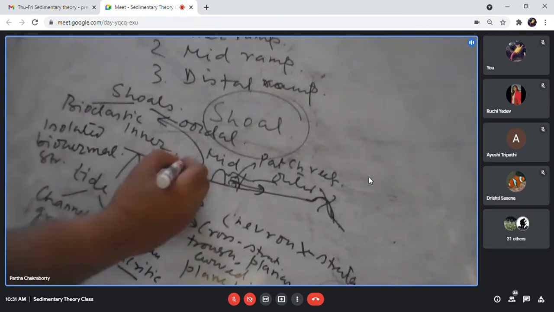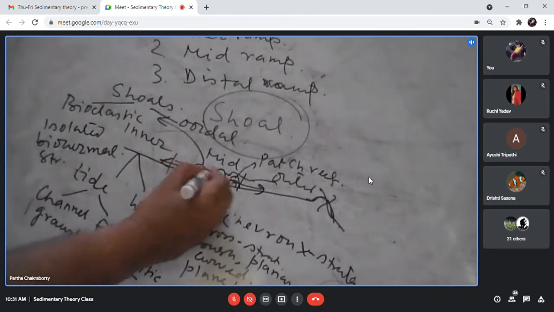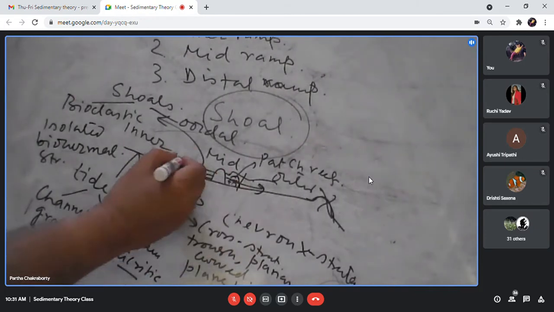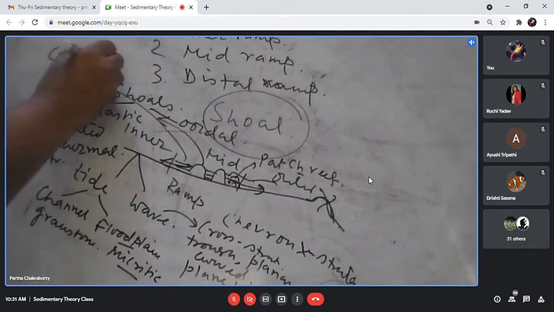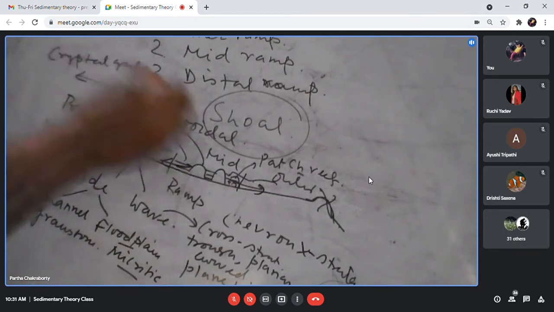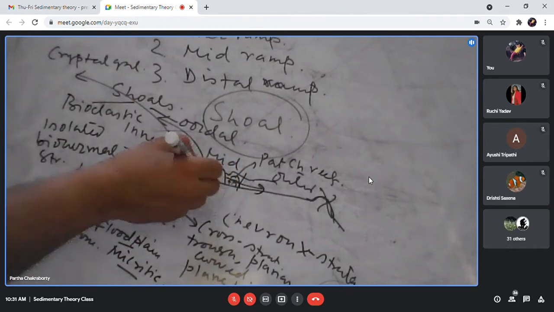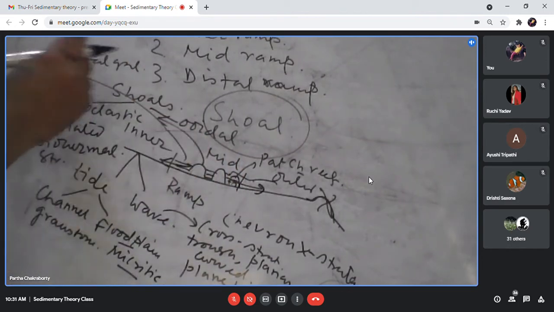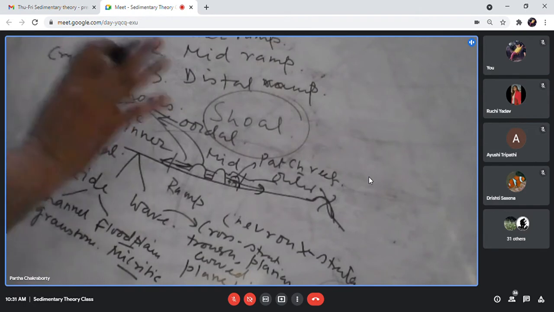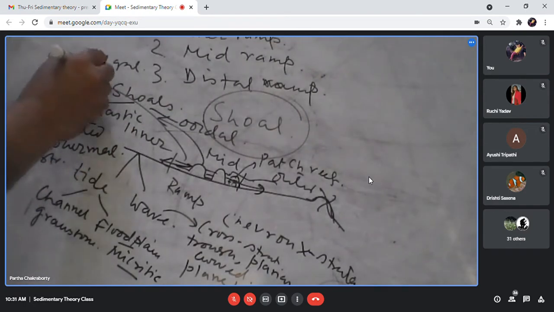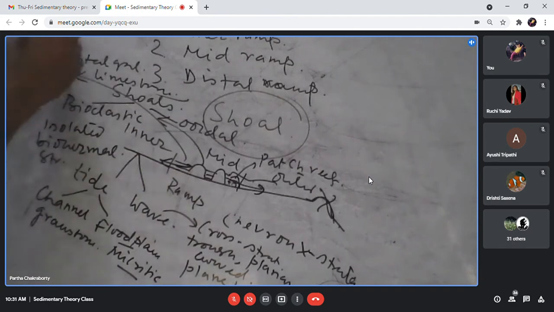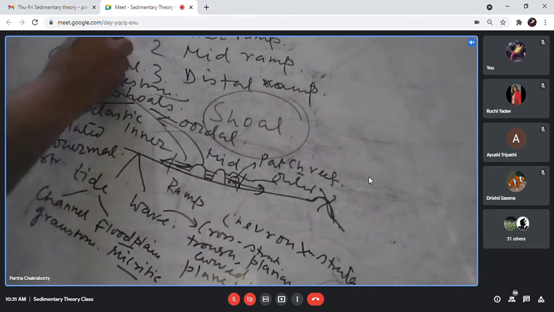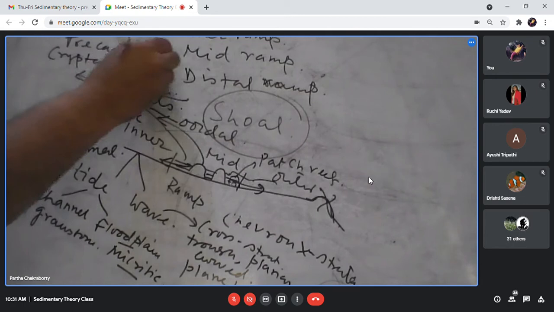And otherwise, this portion is laminated limestone. In case of Precambrian, we call it cryptalgal limestone. The algae form it. In case of Phanerozoic, these cryptalgal laminae are less. You get the normal micritic limestone. In Precambrian, we call it cryptalgal.